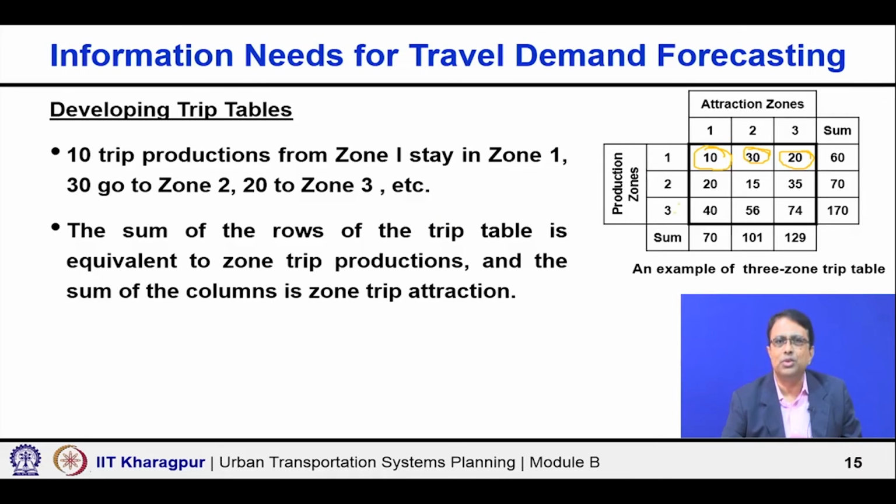So, 1 to 1, if we just consider that there are only 3 zones, then 1 to 1, 1 to 2, 1 to 3. If I add all of them, what does it mean? How many in total are produced in zone 1? That is 60, 60 is the production. Similarly, if I take any column, let us say the middle column, 1 to 2, 2 to 2, 3 to 2, that means how many in total are going to zone 2. If I add all this, I will get the total going to zone 2. That is the trip attraction for zone 2, right.